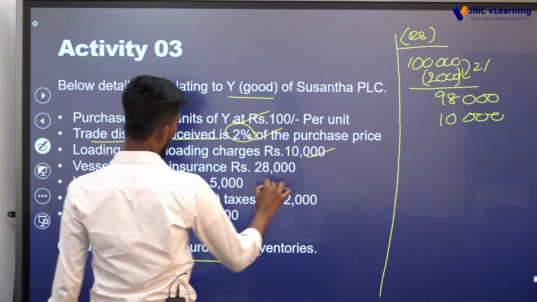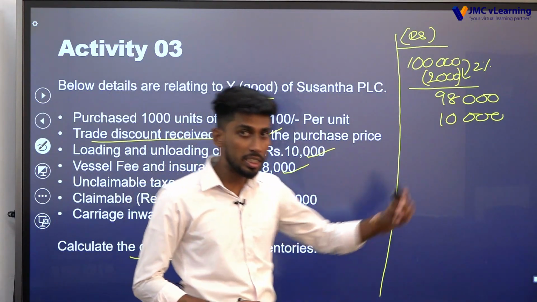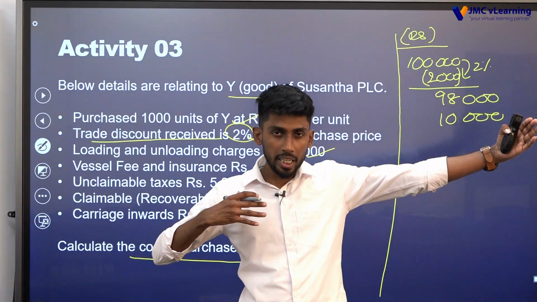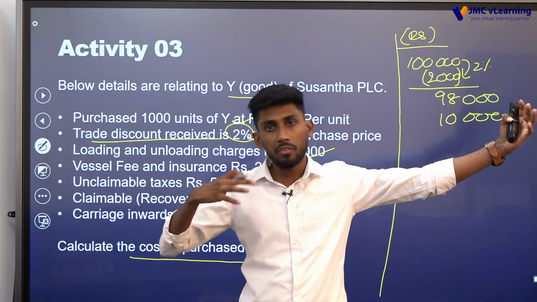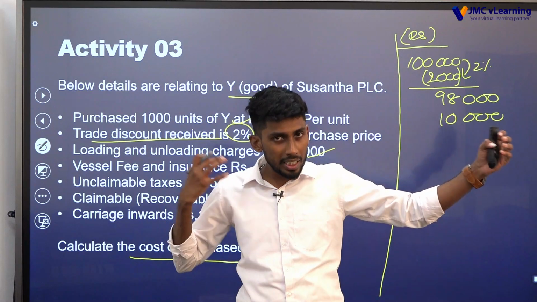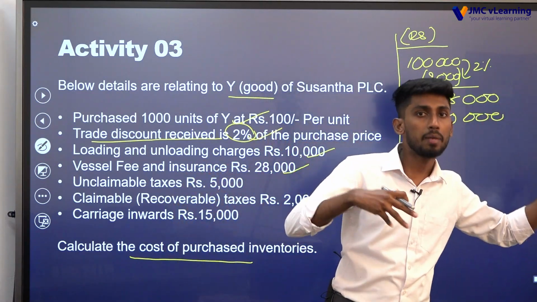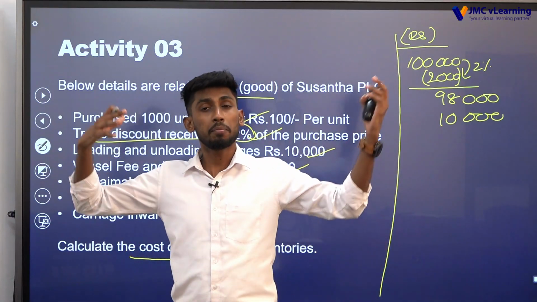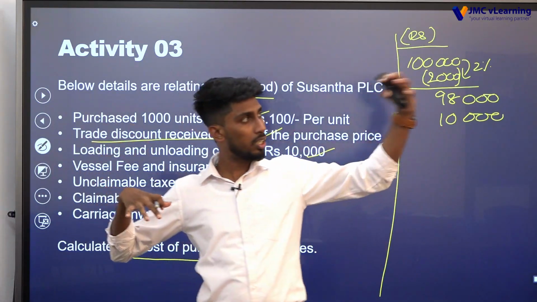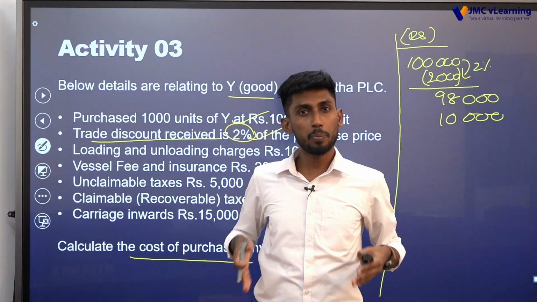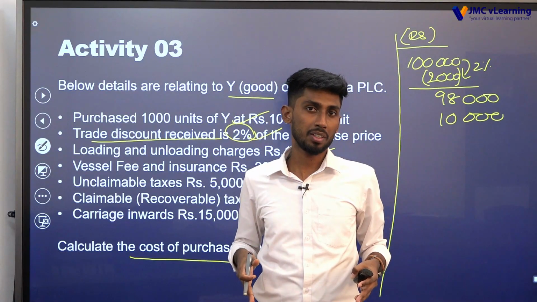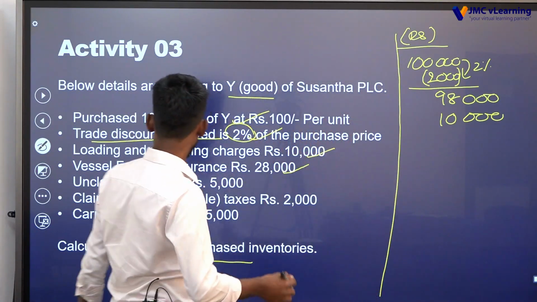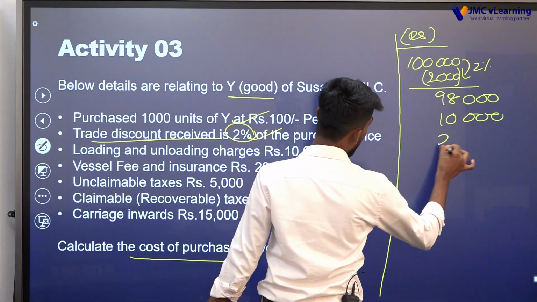Vessel fee and insurance 28,000. So this is an import. That's why there is a vessel fee. If it is an import, without insuring we can't get it to here. Without putting that into a vessel and paying the vessel fee, we can't get it here. So it is a must to incur that cost in order to bring that good into the present condition and location. Actually it's to get that into the present location. Therefore we need to take that 28,000 also.